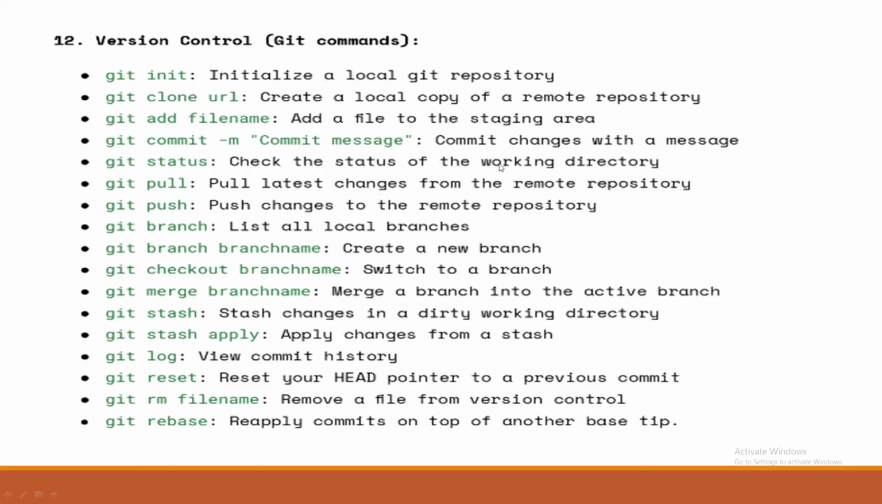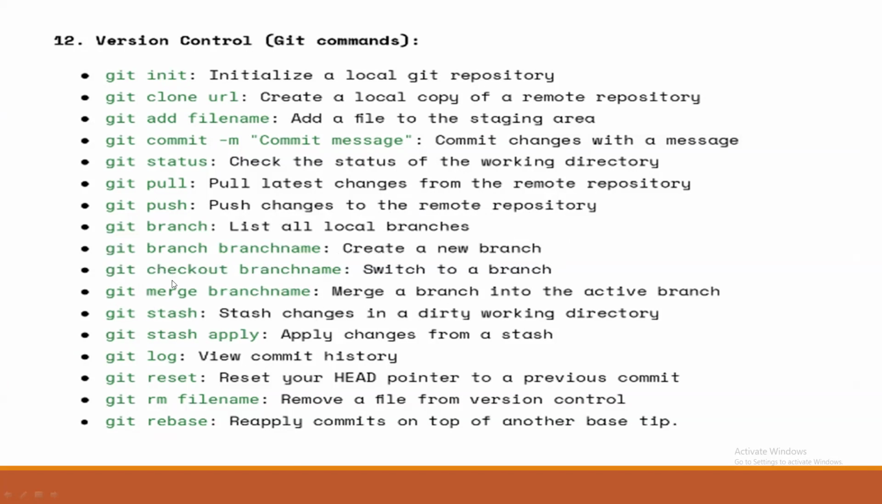Git status, check the status of the working directory. Git pull, pull the latest changes from the remote repository. Git push, push changes to the remote repository. Git branch, list all the local branches. Git branch name, create a new branch. Git checkout branch name, switch to a new branch.